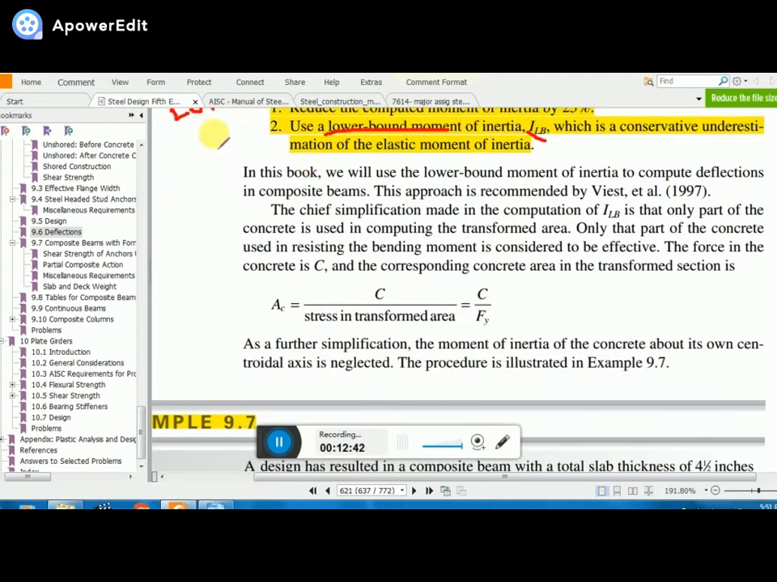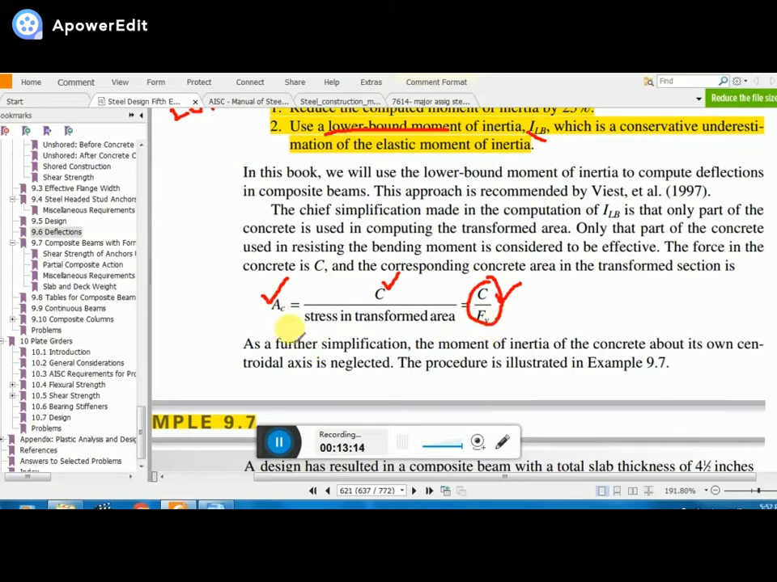We use this equation. AC is that concrete sectional area which is effective, which is taking part in taking moments or bending basically. So that is AC, and AC is calculated by C divided by the stress in transform area, that is your Fy. So we will use this equation. You must memorize this term because we are going to use this one.